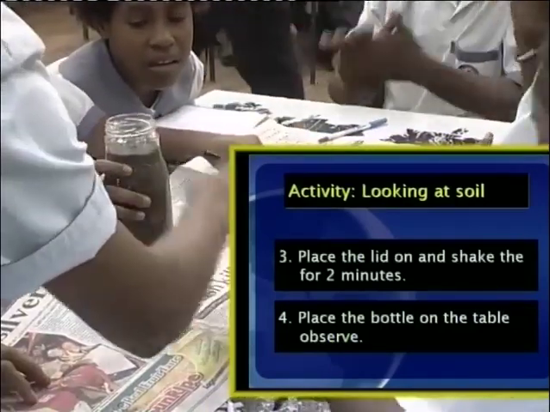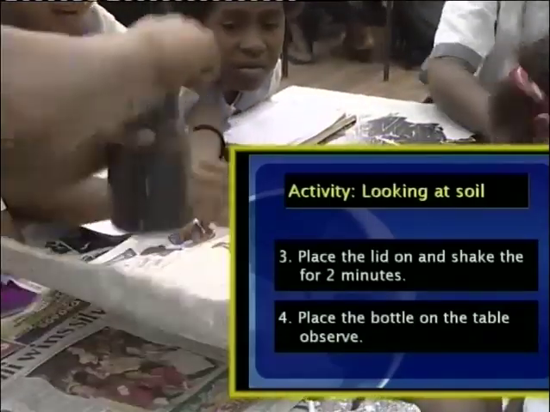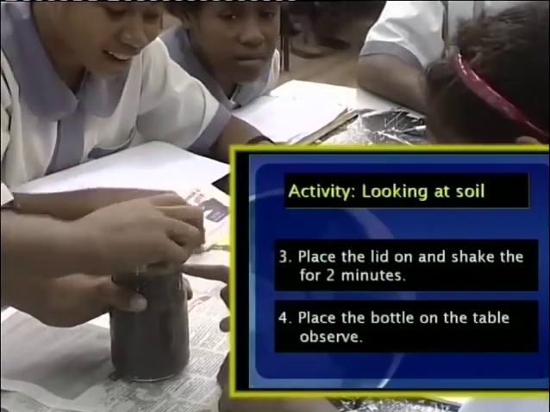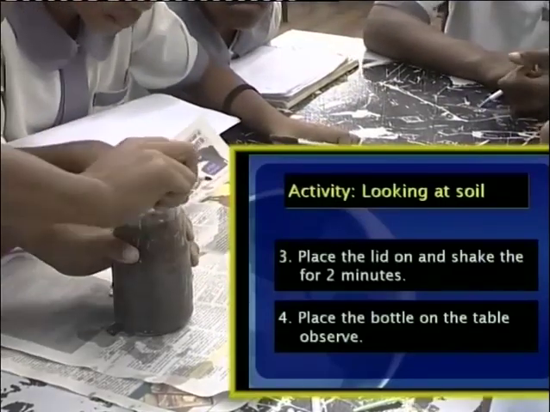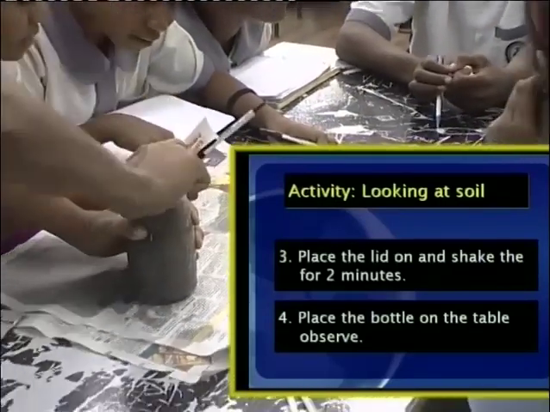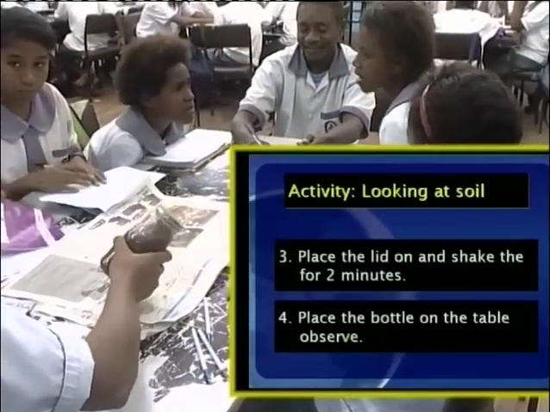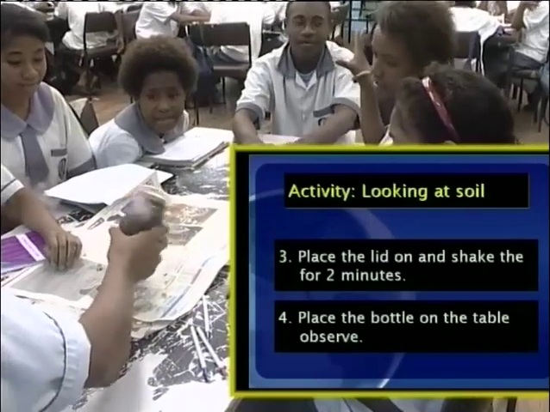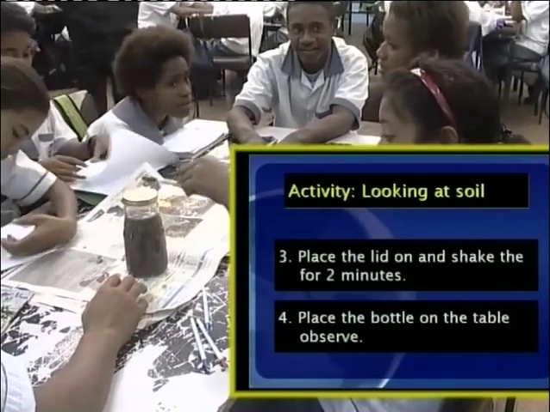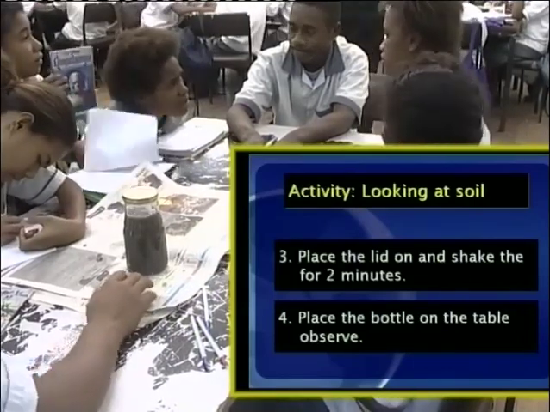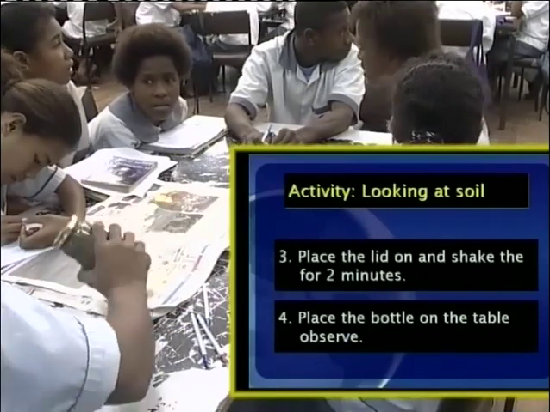The next two instructions, you cover the lid and shake for 2 minutes, then place it on your table and observe. Be careful. Yeah, that's the use of the paper. Otherwise, okay, good. That's it. That's all. When you shake, you don't stop. Let it settle. Already 2 minutes. Did you time yourself? No.